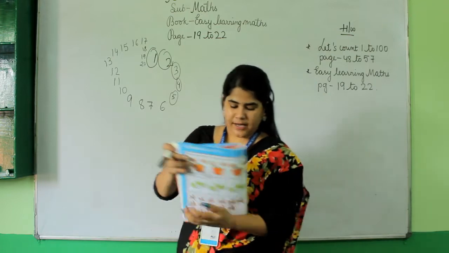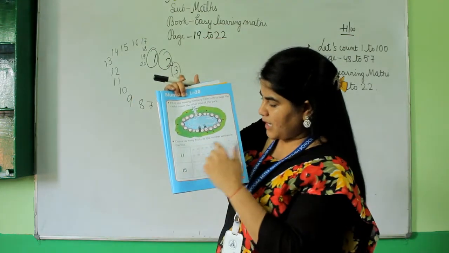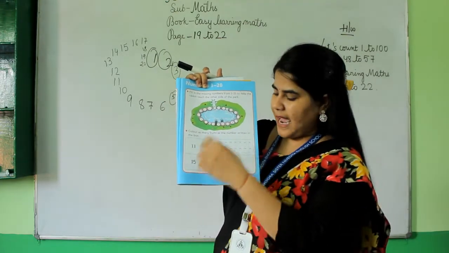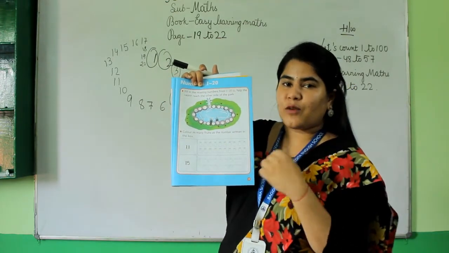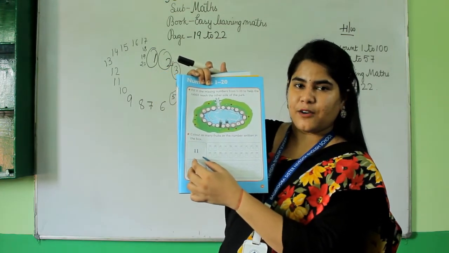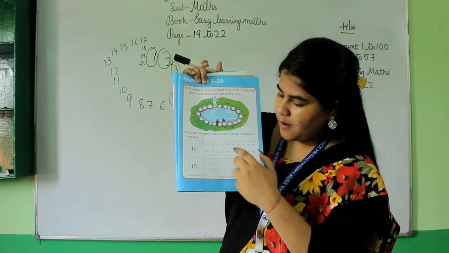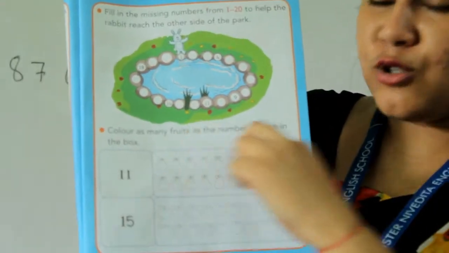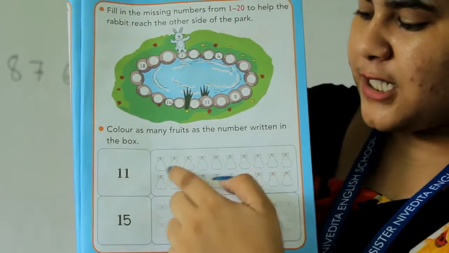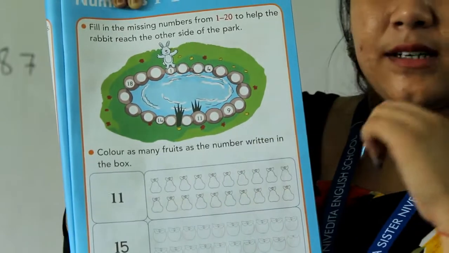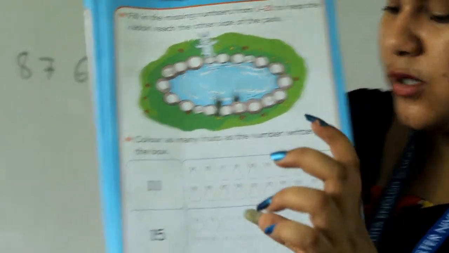So the next one is, color as many fruits as the number written in the box. Here it's number and here the picture is given. Now what you will do, you will color these pictures according to the number given here, okay? So this is a papaya, right? So here the number is 11. You don't have to color all this. First of all, you will count the number and then you will color only those papaya.